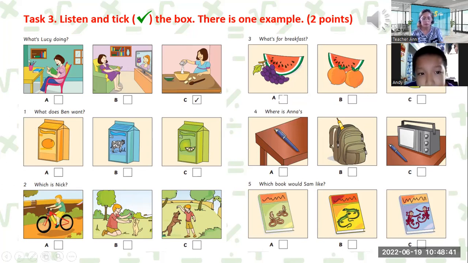What does Ben want? Do you want some orange juice, Ben? No, thanks. Some lemonade, then? No. Can I have some milk, please? Two. Which is Nick? Is Nick the boy with the dog? No, that's Nick there. Oh, yes. The boy with the cat. Yes, it's a beautiful cat. Three. What's for breakfast? Can I have fruit for breakfast, please? Yes. We've got grapes, oranges, bananas and watermelon. Can I have grapes and watermelon, please? Yes. Here you are.